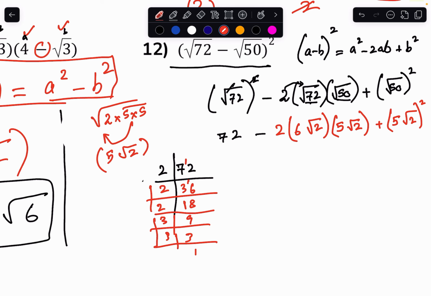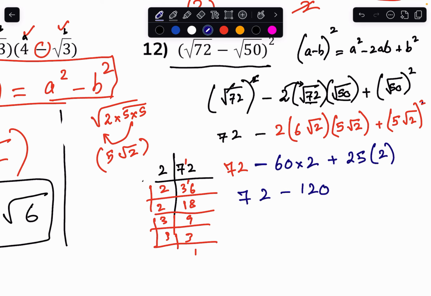Now let's do the remaining calculation. 72 minus 2 times 6 is 12, and 12 times 5 is 60, and root 2 times root 2 is 2. 5 square is 25, and root 2 times root 2 is 2. 72 minus 120 plus 50.